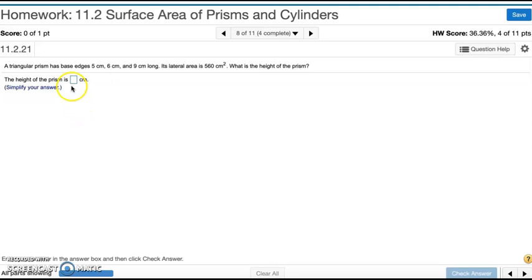So let's type that in. So the height is 28 centimeters. And that's number 8.